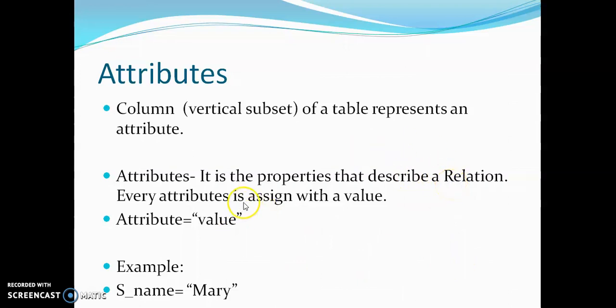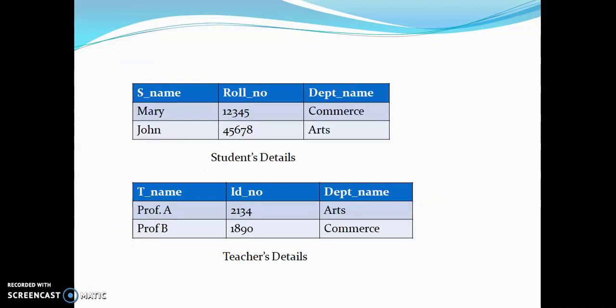Every attribute here will be assigned a value. Say for example, you have given s_name. In the table, if you go back to the previous table, we have given s_name as an attribute. Now to this attribute, I need to assign a name. What name should I give? Mary. If I give, say, department name here, department name is an attribute. If I just call it department name, it will have no meaning. I mean, the meaning will not be fulfilled. But I mention it as arts or commerce, as the department name.